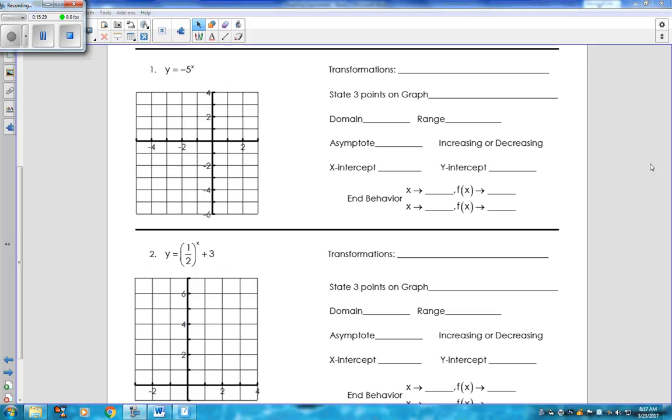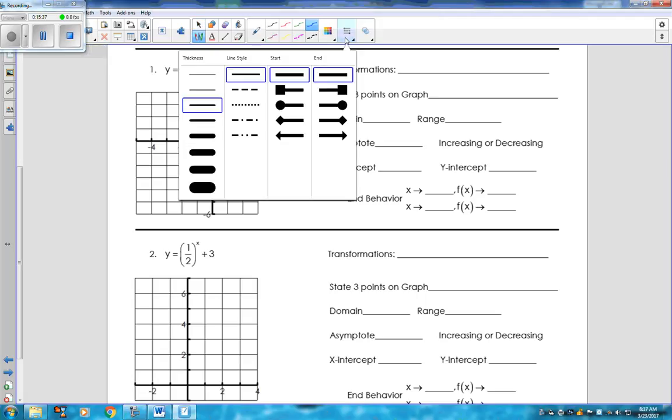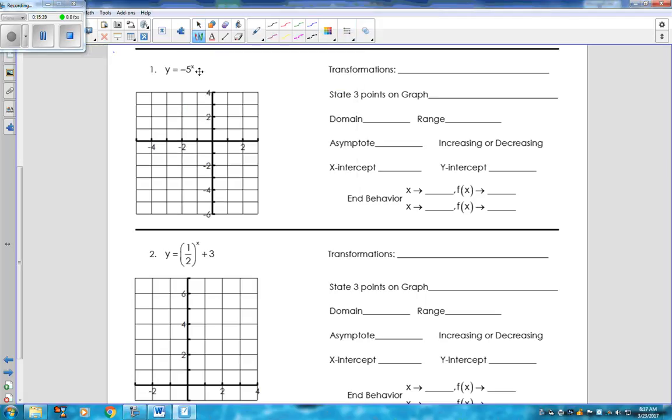Okay, are you ready? Don't forget that anytime you're graphing, what's something you can always do? Plot points. You can always make an x and y chart. I don't care what kind of graph it is, if you know the shape of the graph, you just get some points. All right, so first of all, let's talk about the transformations.